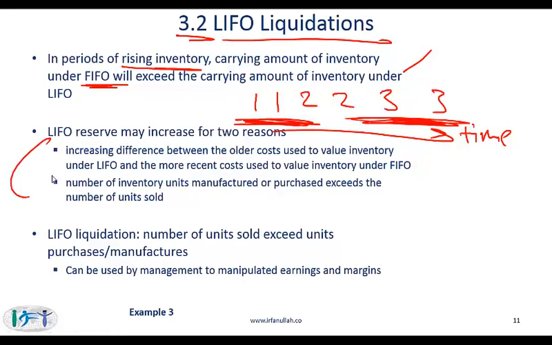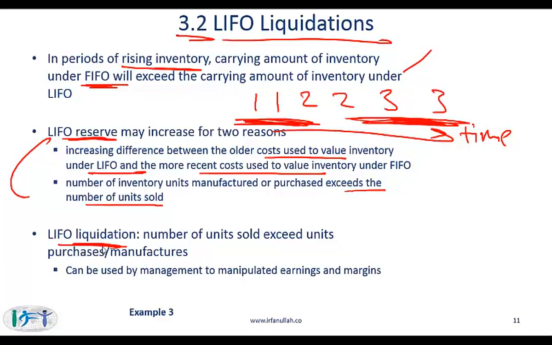So these are two sub-points that you need to remember. The LIFO reserve may increase for two reasons: increasing difference between older costs used to value inventory under LIFO and more recent costs used to value inventory under FIFO. So that's illustrated by this simple example. Also, the number of units manufactured or purchased exceeds the number of units sold. So if these two things are happening, then you have an increase in LIFO reserve. LIFO liquidation refers to the opposite scenario.